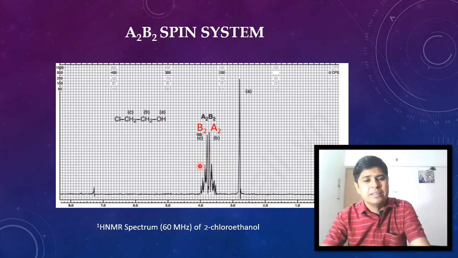Hence we have to take two letters from the alphabet, and those two letters are A and B, which are also close to each other. Here also there are two protons in each group, hence we have to call this A2 and this B2. So this is also an A2 B2 spin system of 2-chloroethanol.